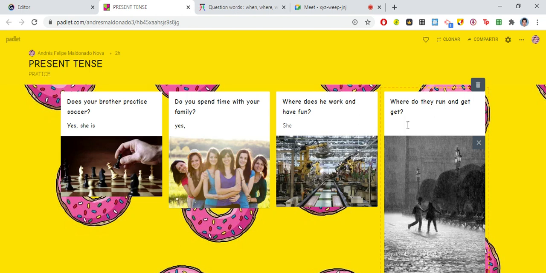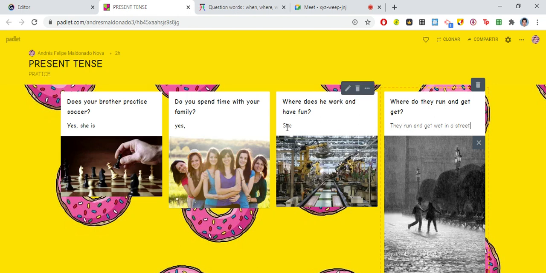Donde corren y se mojan. So you say, where refers to the place, no? So what is the place? Look at the picture. Okay, perfect, a street. So you can say, they run and get wet in a street. Okay, in a street. They run and get wet in a street.